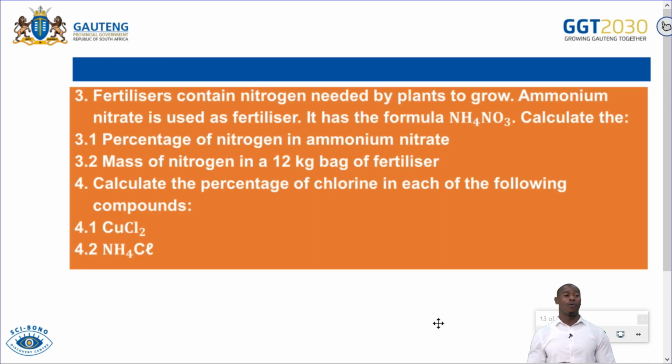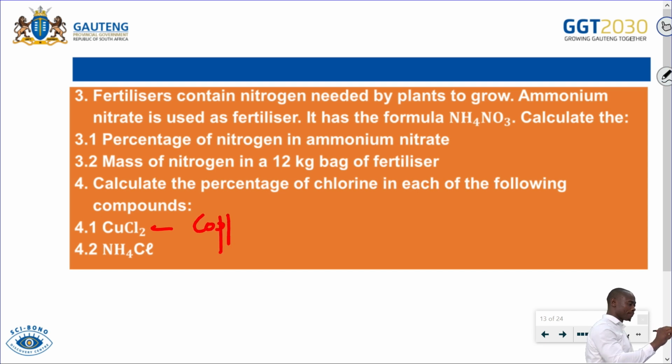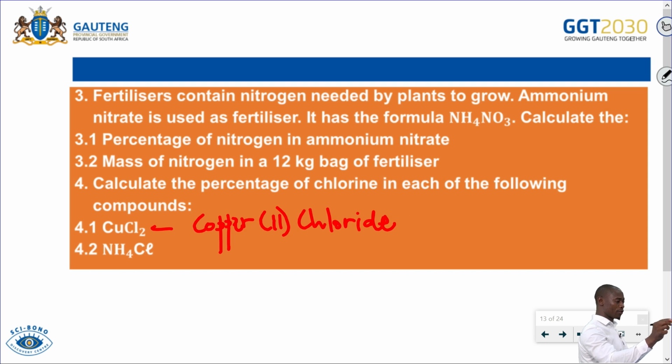Number 4, they're looking for the percentage composition also, but the focus here is just chlorine, the percentage of chlorine in each of the following compounds. You have copper 2 chloride. That is the chemical name here, copper 2 chloride. And then this one is ammonium chloride.